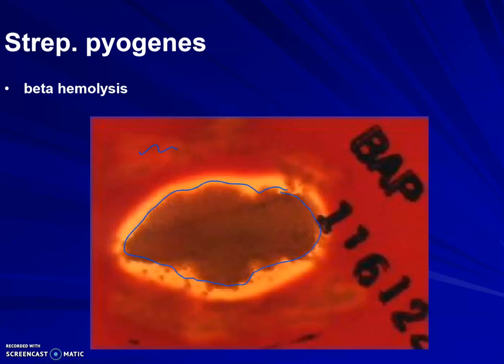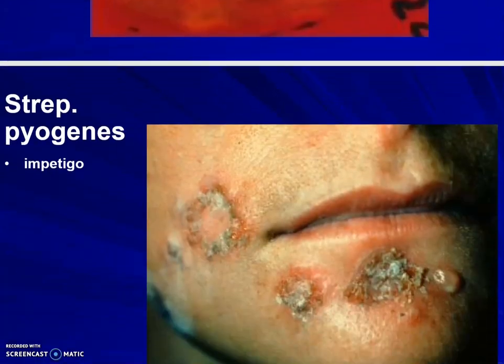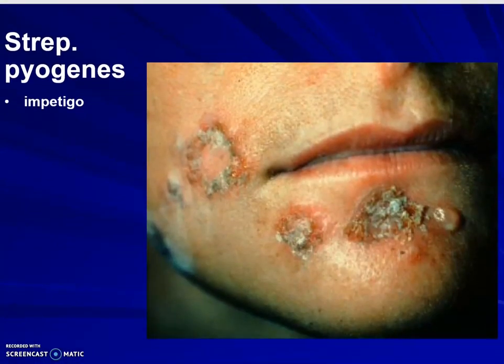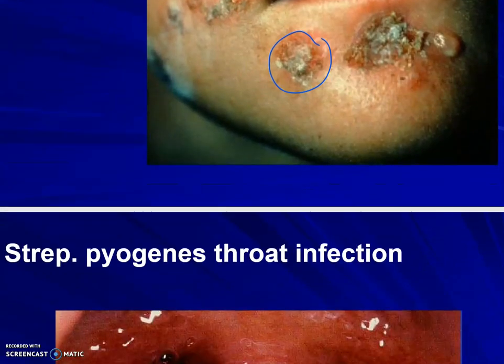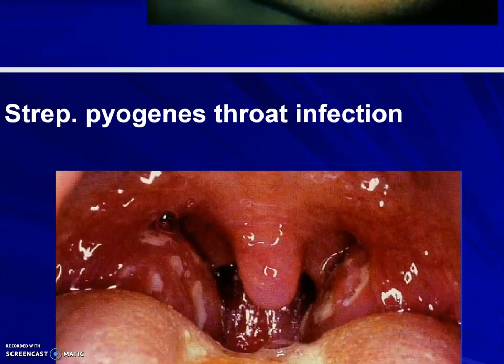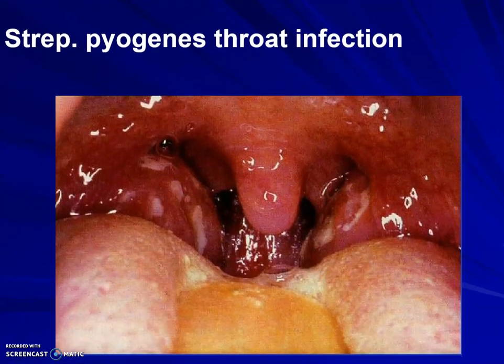I'm going to outline this right here, and then you see the zone of clearing. That's called beta hemolysis. When you see the zone of clearing, that confirms the beta hemolysis is a typical sign of Streptococcus pyogenes. Here, somebody has Streptococcus pyogenes impetigo. You can see a similar outline to what we have with the staph impetigo, but it's a skin infection, and it's very contagious.